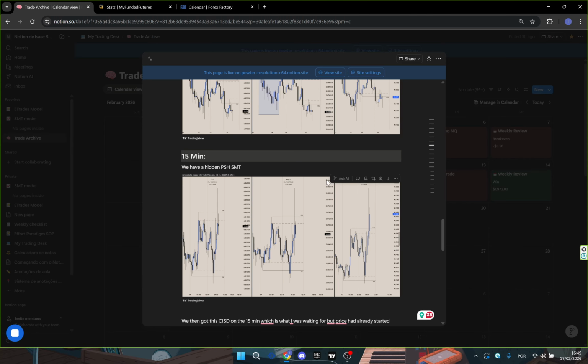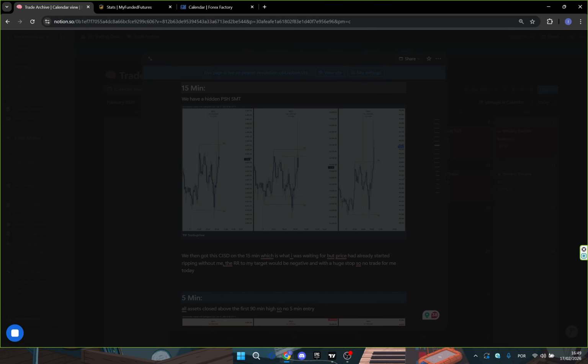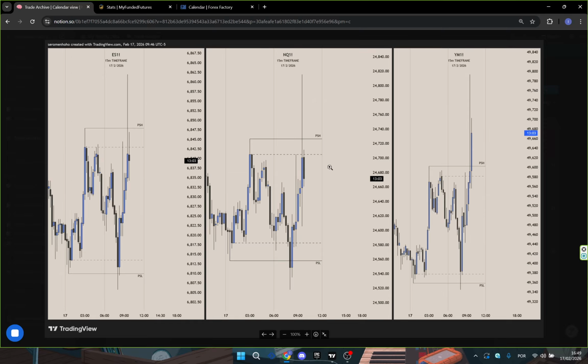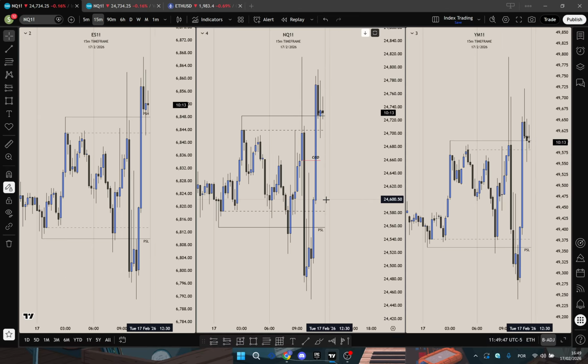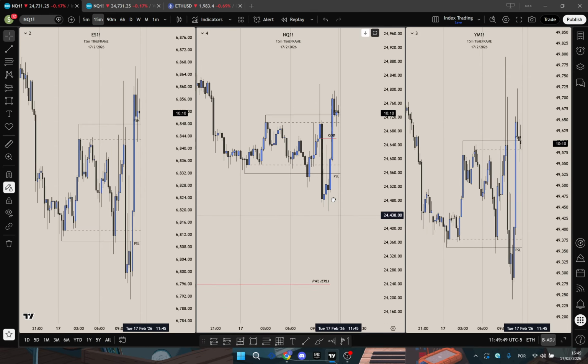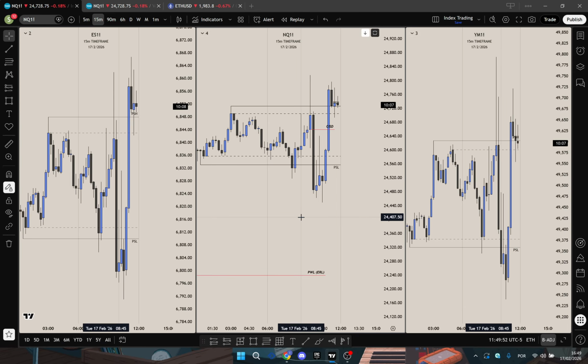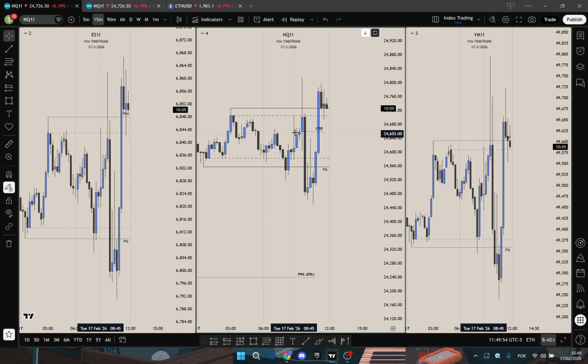Alright, so on the 15-minute chart, we created this hidden SMT with YM's body closing above previous session, and NQ and ES failing to. And I was willing to take a trade off this if it was a nice clean trade.